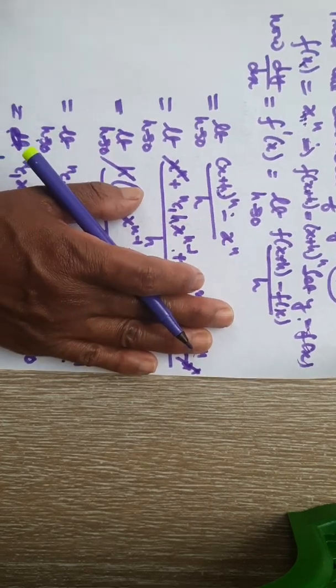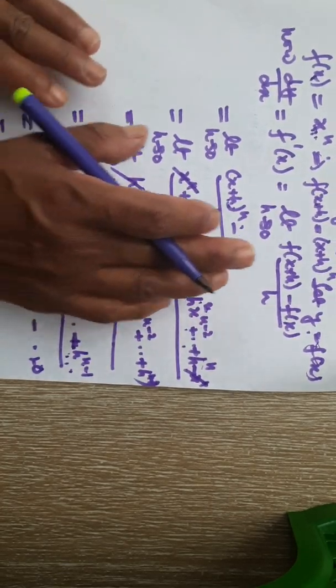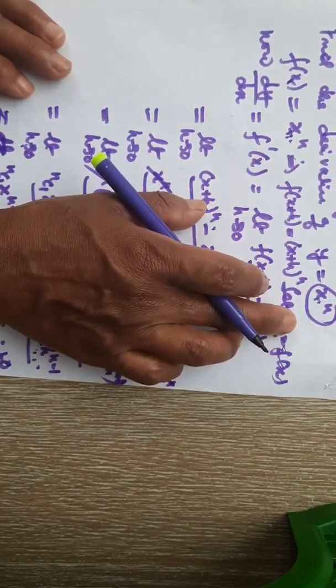Hope it is clear now how to find the derivative of a given function by using the definition or the method of first principle.